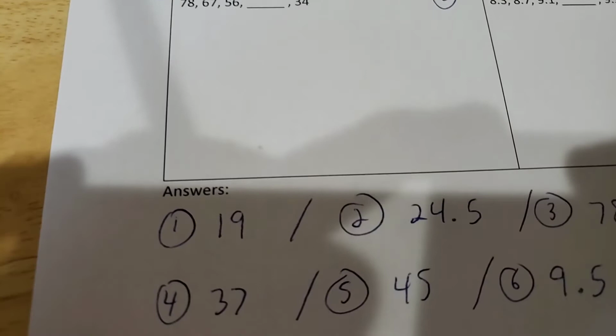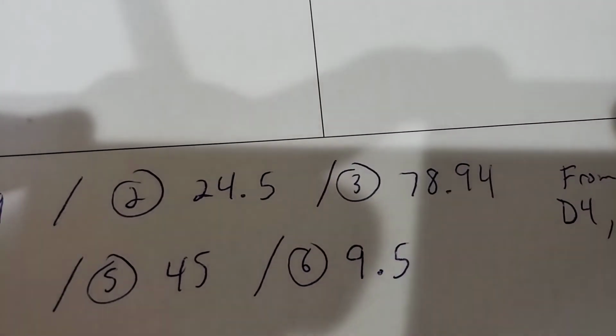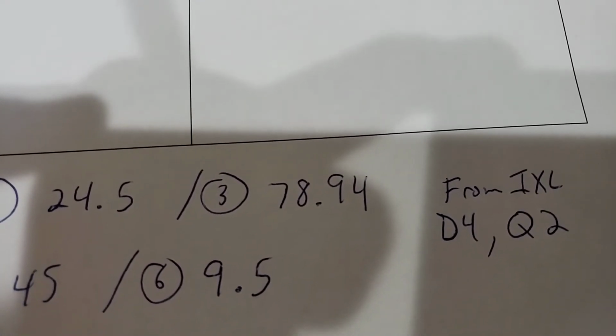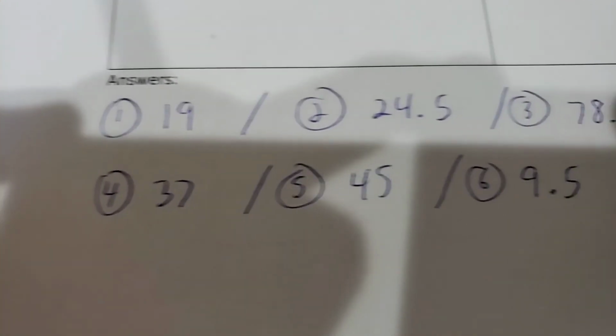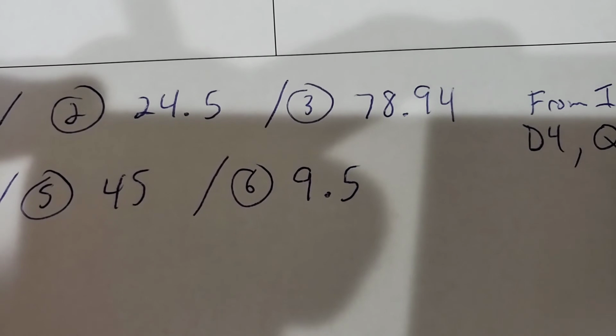Our answers would have been 19 for number 1. Number 2 is 24.5. Number 3, 78.94. Number 4 is 37. Number 5 is 45. And number 6 is 9.5.